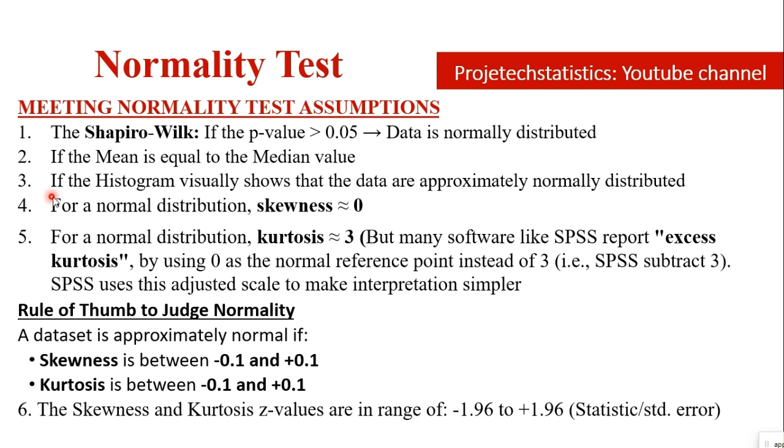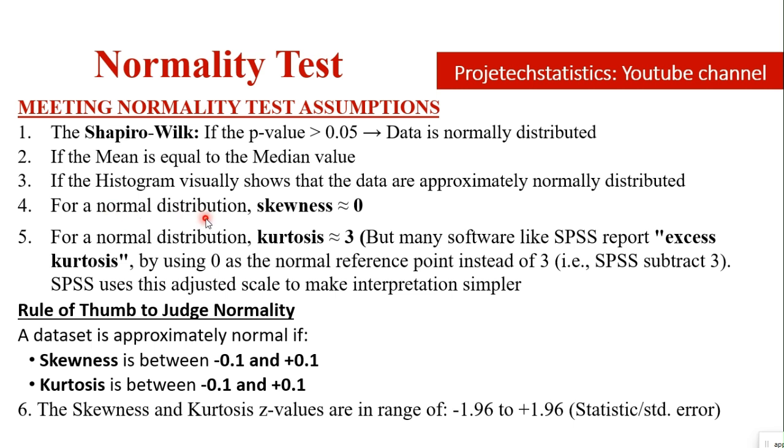Then another thing, I've talked about this earlier on, is the histogram visual. You need to check the histogram output to see if it follows the normal distribution, the bell-shaped curve. You need to visually look at your histogram to see that your data is normally distributed. Another factor you have to check is your skewness.